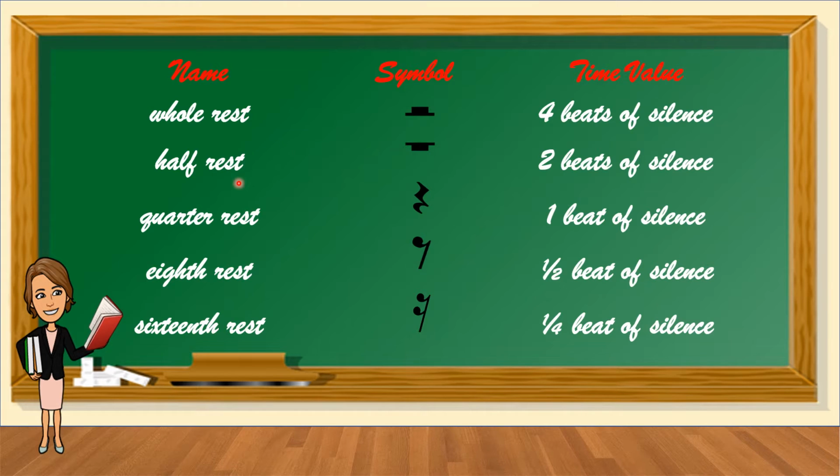Next, half rest, the symbol, and it received 2 beats of silence. The quarter rest, the symbol, 1 beat of silence. The eighth rest, the symbol, and it received half beat of silence. The last rest is the 16th rest. This is the symbol, and the time value is 1/4 beat of silence.